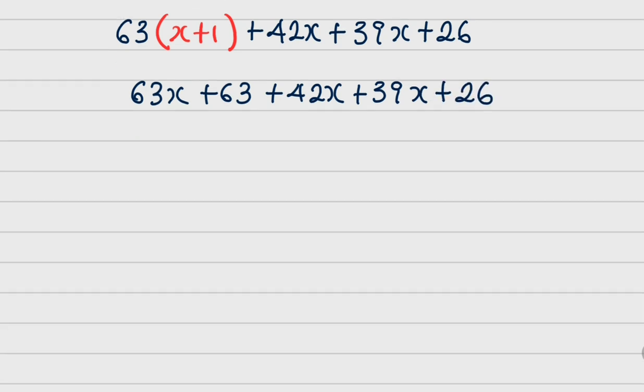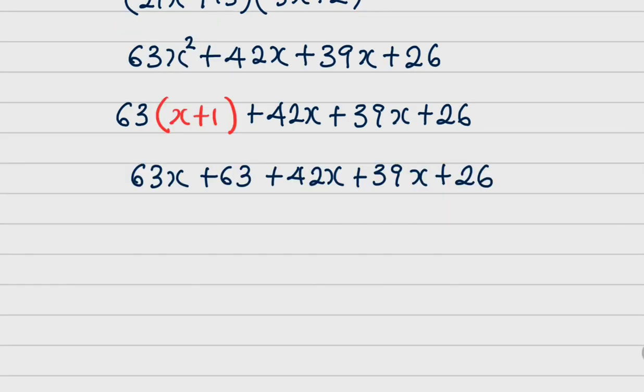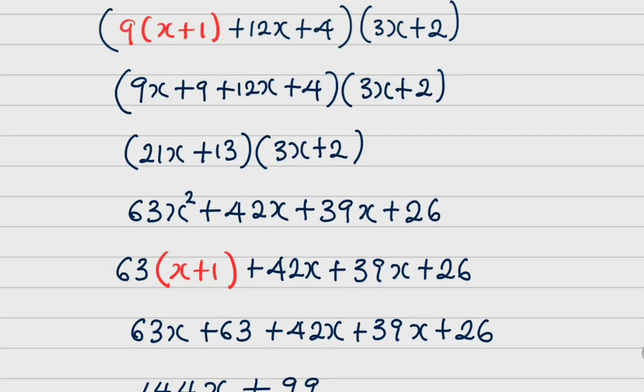You can see everything now has been expressed in terms of x and constants, so I don't have any ambiguity anymore. So that is 63x plus 42x plus 39x, which will give me 144x. Then 63 plus 26 will give me plus 89... plus 99. Now, watch this. Let's go back.